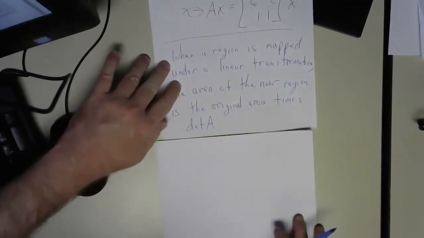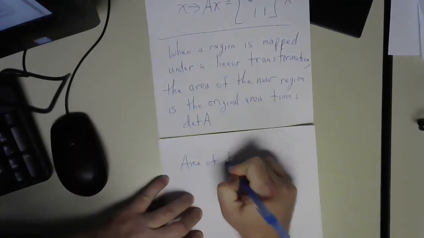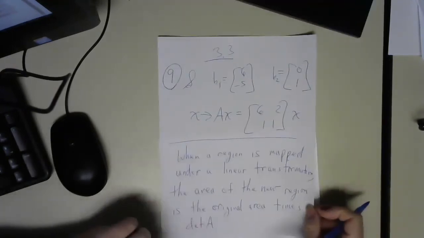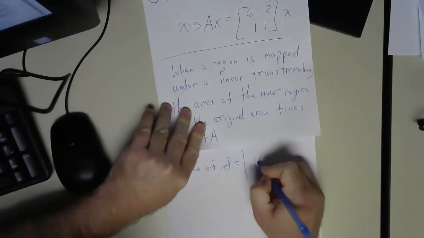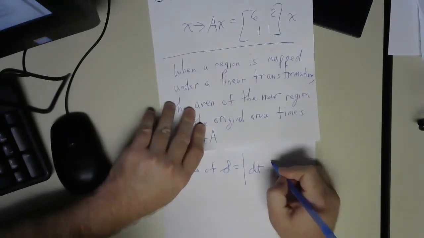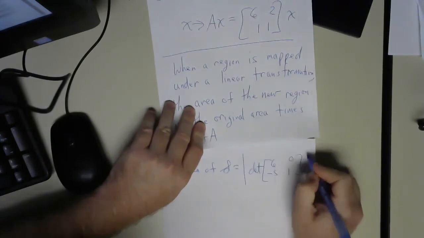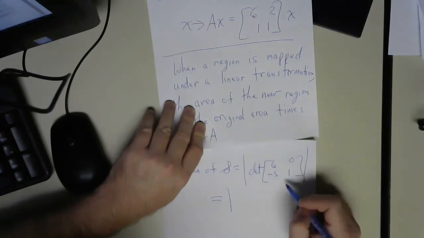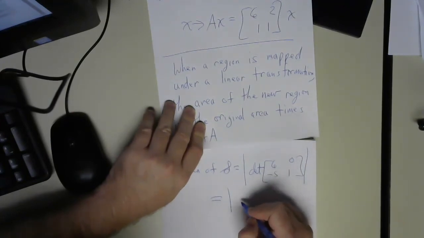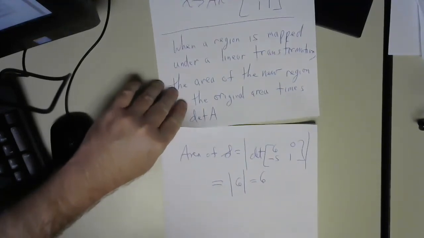Okay. So let's find the area of S first. That's the original parallelogram. So from the last problem, we know that's just the absolute value of the determinant of this matrix. So that's just going to be, let's see, 6 minus 0. That's just 6. So the original area of the parallelogram is 6.